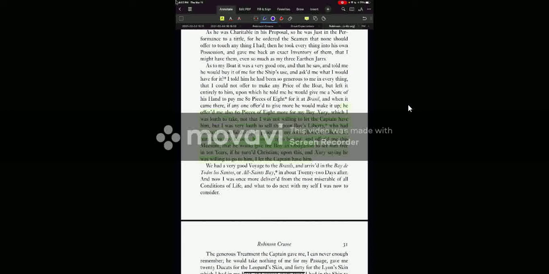Okay, who can read this highlighted green paragraph?